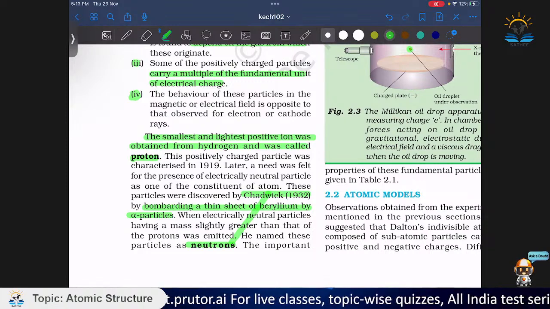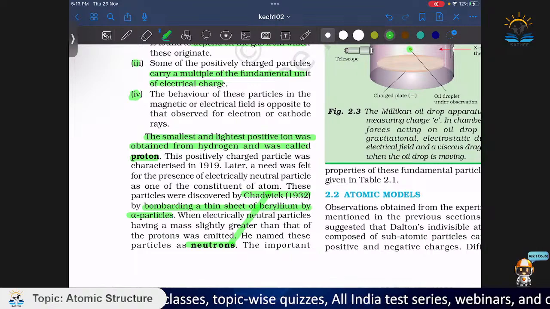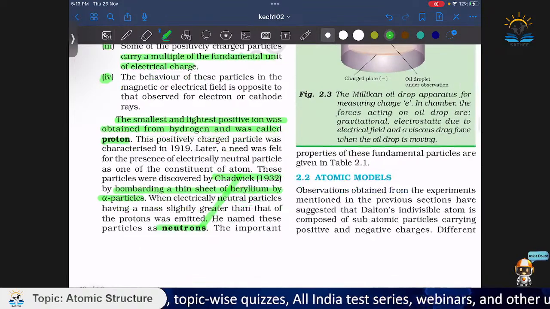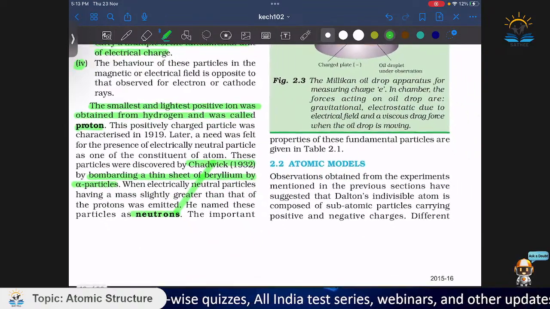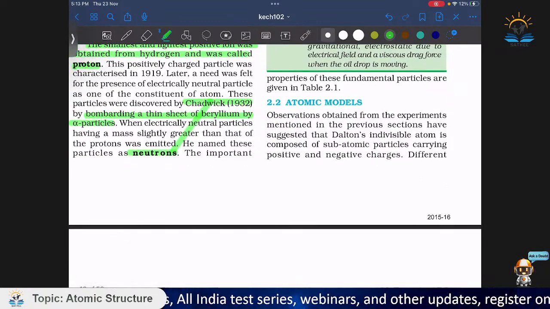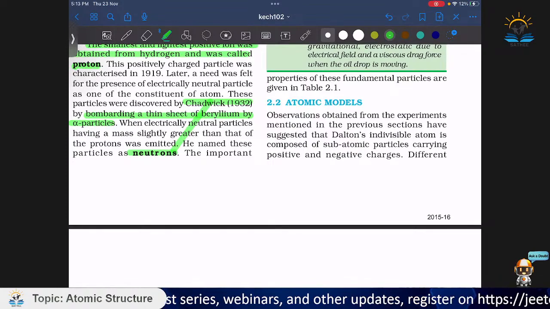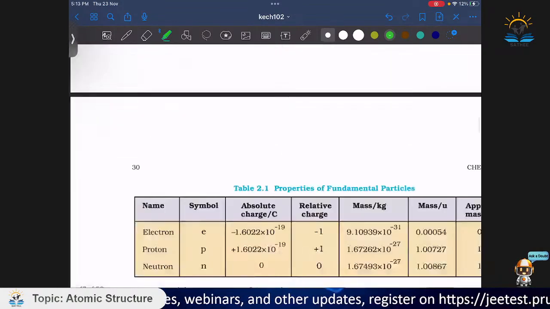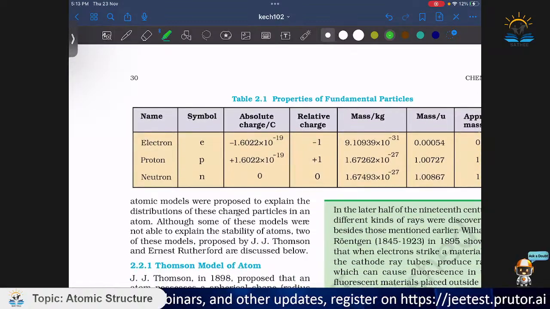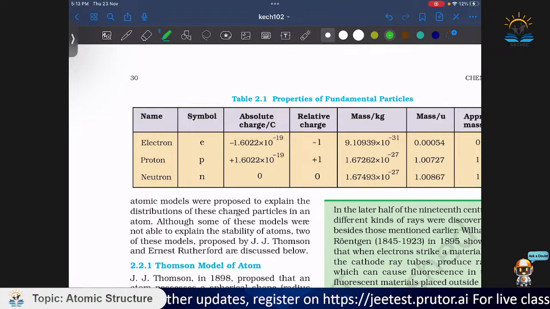So we have the subatomic particles with us now: electrons, protons, and neutrons. Now we need to arrange them to form an atom. Let's see how the scientists at that era tried to do so. Atomic models. Observations from the experiments mentioned in the previous section have suggested that Dalton's indivisible atom is composed of subatomic particles carrying positive and negative charges. Different atomic models were proposed to explain the distribution of these particles in the atom.